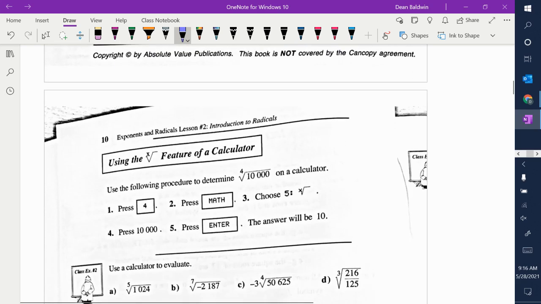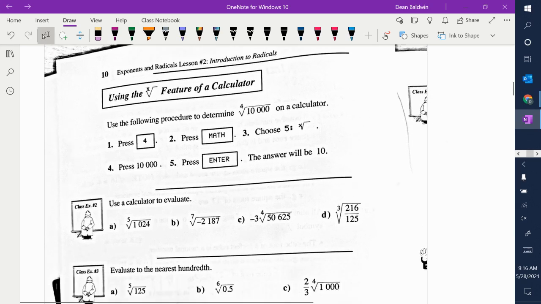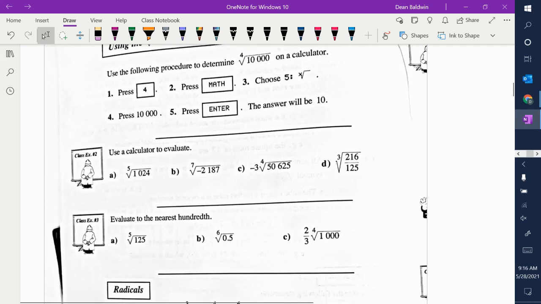Okay, do people have calculators? We'll practice using our calculators for a bit.